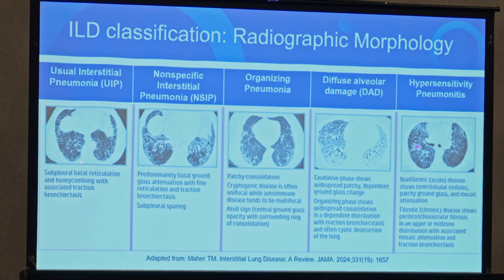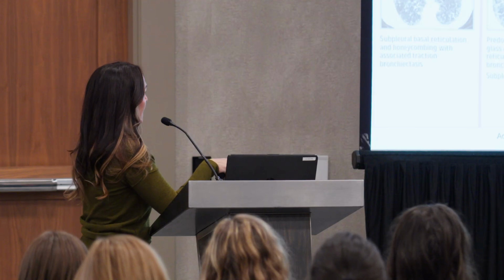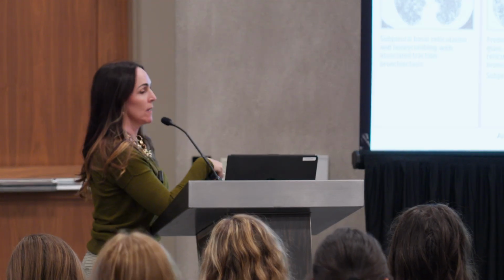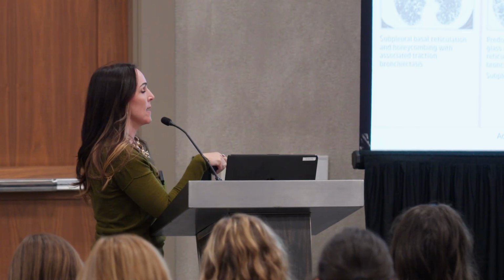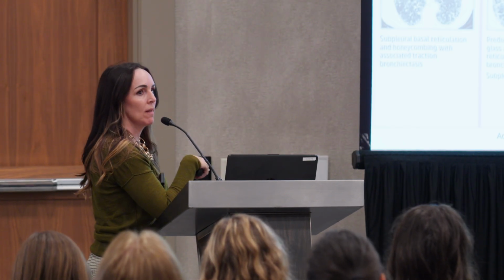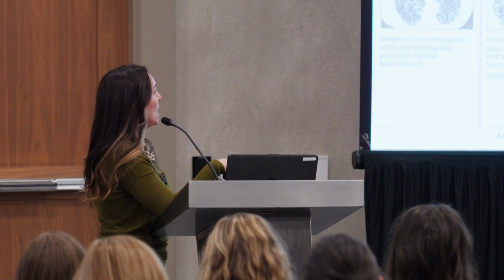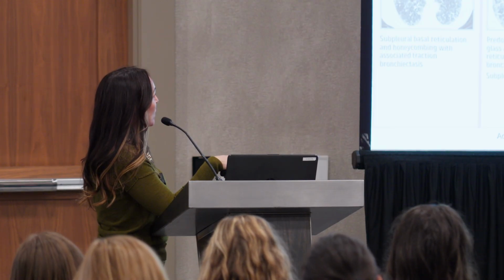When we're talking about a UIP pattern, it can climb up the sides of the lungs and start invading upper lung areas, but oftentimes will first show up in the bases. With NSIP, it's non-specific. It can look like a lot of different things, but usually one of the hallmarks of NSIP is a combination of both ground glass and fibrotic changes, or coarse reticulation along with ground glass.